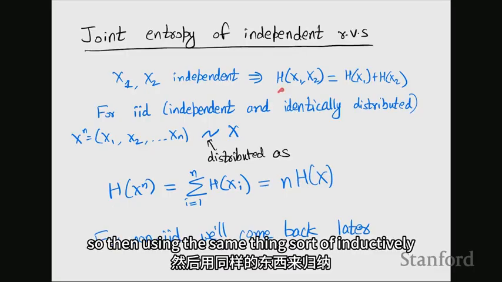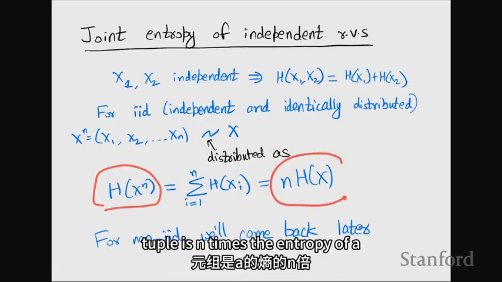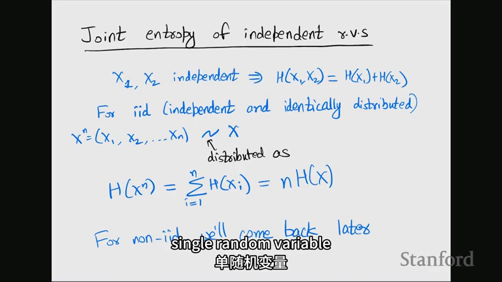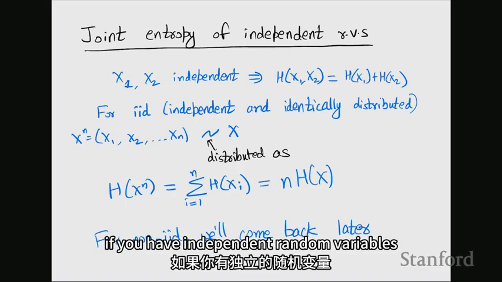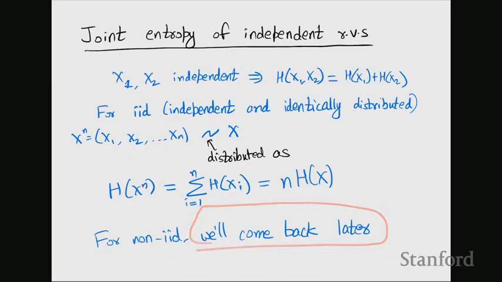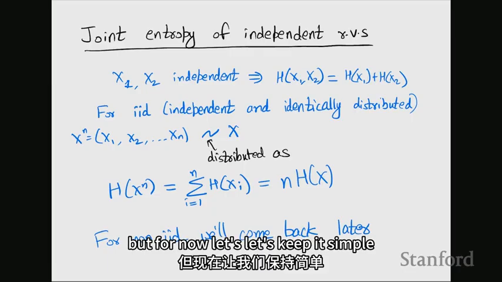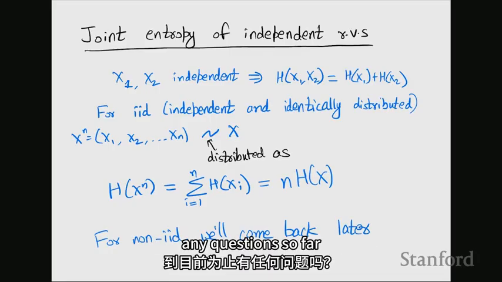So then using the same thing inductively, you will get that the entropy of the n-tuple is n times the entropy of a single random variable. So entropy just adds up if you have independent random variables. If you don't have independence, then we'll talk about it in lecture 8. It's a very important use case, but for now, let's keep it simple. Any questions so far?